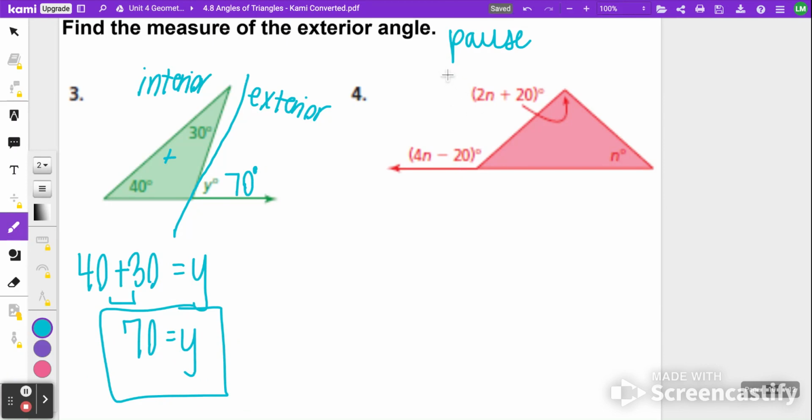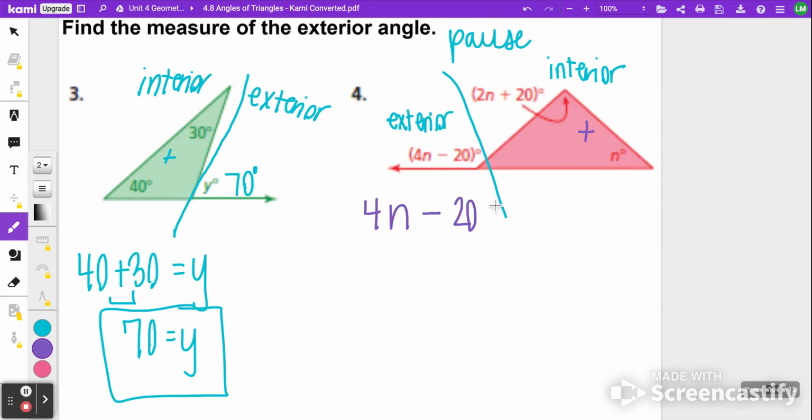Number 4 is a doozy. Let's go ahead and separate. Interior is on this side now, and exterior is still over here by itself. Now, exterior is equal to the interiors being added together. So let's go ahead and set up our equation. 4n minus 20 equals 2n plus 20 plus n.